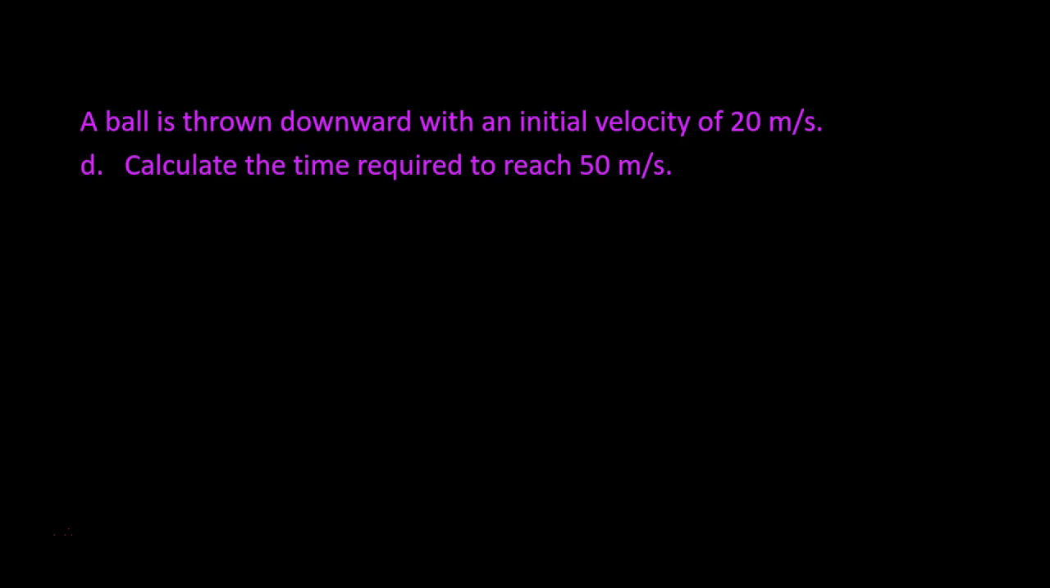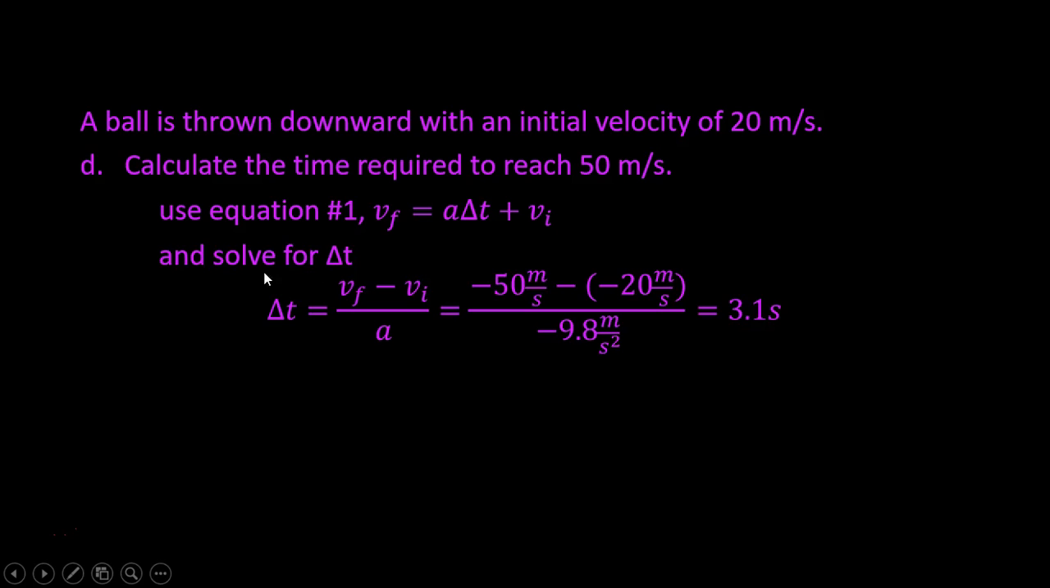Part D, calculate the time required to reach 50 meters per second. We can use equation 1 for this because we know the initial velocity, we know the acceleration, and we know the final velocity. We go ahead and rearrange this equation to solve for delta t. We plug in our final and initial velocities, remembering to include the negative signs, and we wind up with 3.1 seconds required to reach 50 meters per second.